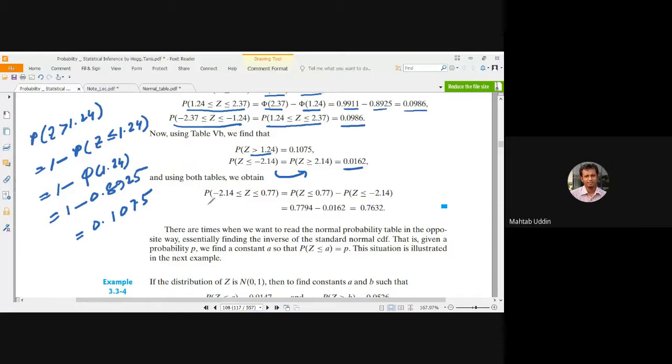Then the probability of this is phi, probability Z less than or equal to 0.77, and this could be found this way. Then putting them together, you will get the result. You have to find 0.77 from the table. So this is not a very difficult task. Simple.